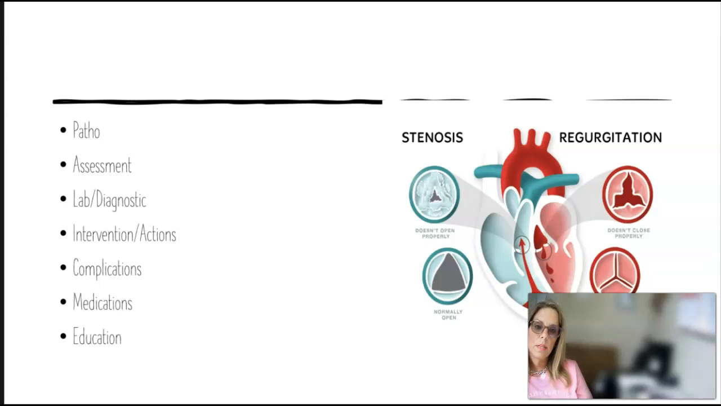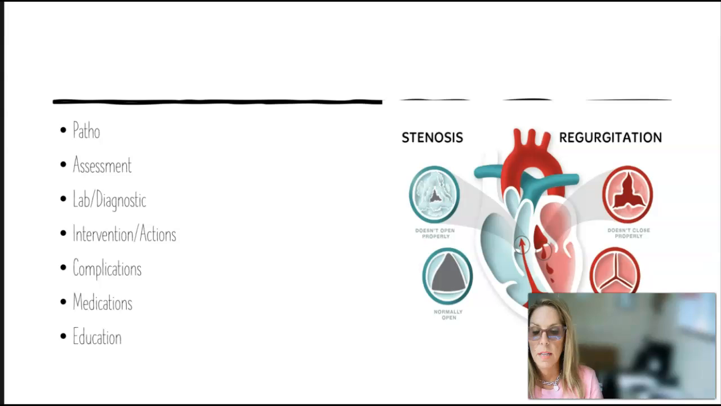We'll also, with these patients, see that they're placed on anticoagulant therapy. If they have a mechanical valve, it's going to be for life. And if they have a prosthetic valve, it's usually around 3 to 6 months.